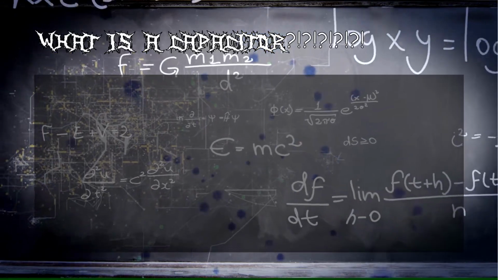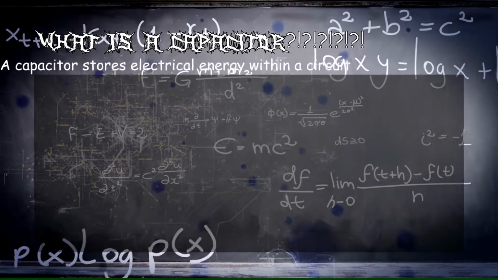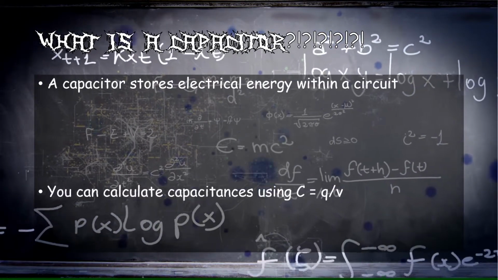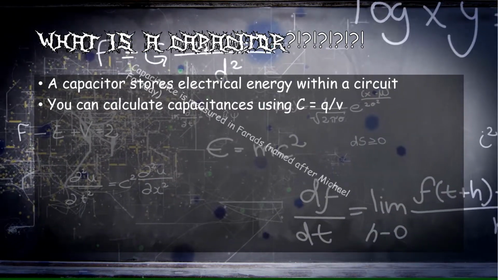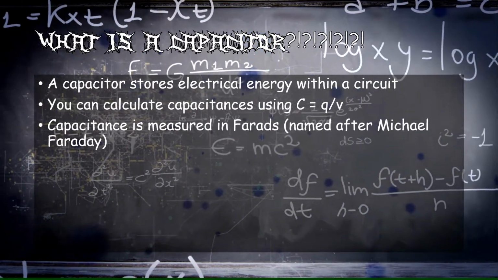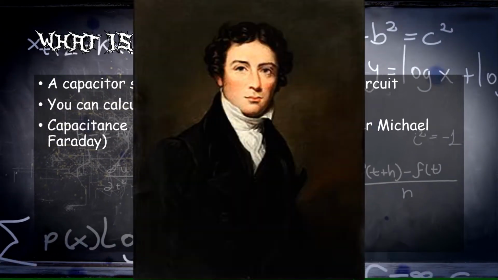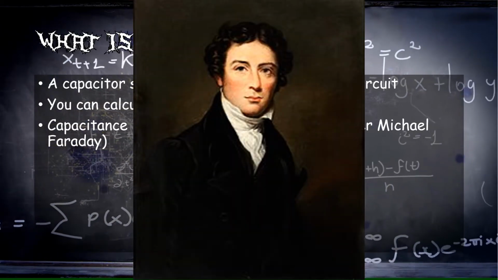Capacitor, you might ask. Well, a capacitor stores electrical energy within a circuit. You can calculate the capacitance using C equals Q over V. Capacitance is measured in farads. Yep, that's right, you guessed it. It's named after this guy, Michael Faraday. Remember him from high school?